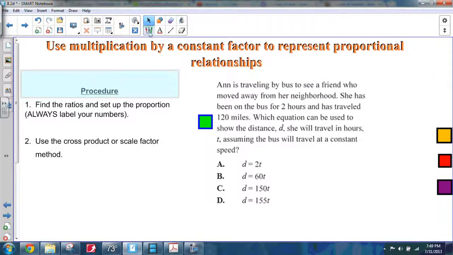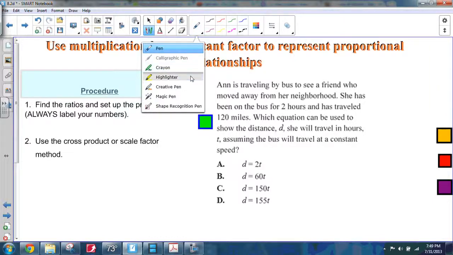Let's look at the first example. Number 1 says, Anne is traveling by bus to see a friend who moved away from her neighborhood. She has been on the bus for 2 hours and has traveled 120 miles. Which equation can be used to show the distance, d, she would travel in hours, t, assuming the bus will travel at a constant speed?